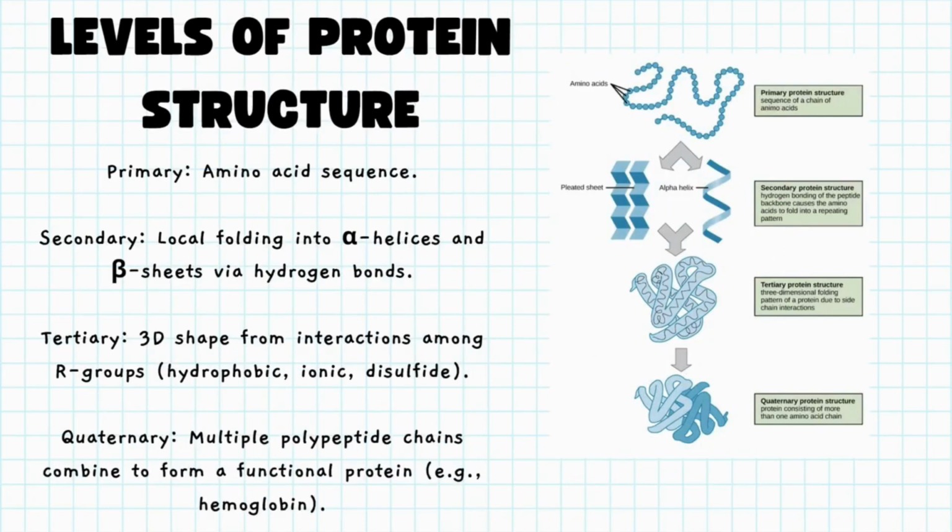Protein shape has 4 levels. First, primary: the amino acid sequence. Secondary: local folds like alpha helices or beta sheets. Tertiary: the 3D shape formed by side chain interactions. And quaternary: multiple chains coming together, like hemoglobin.